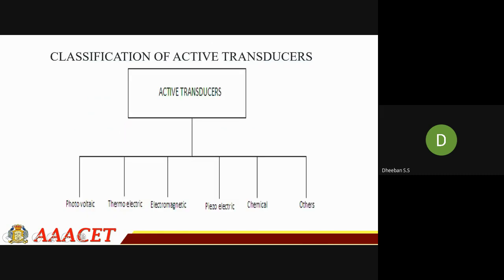So these active transducers can be again classified into photovoltaic, thermoelectric, electromagnetic, piezoelectric, chemical, and others.